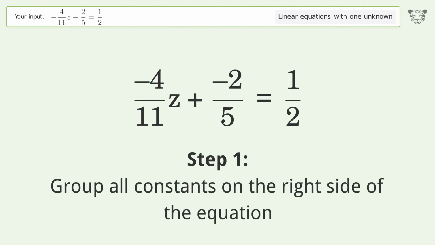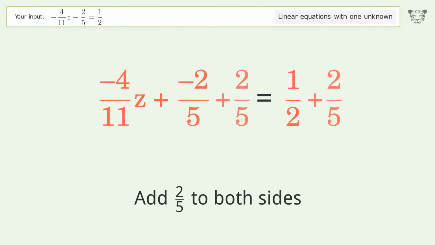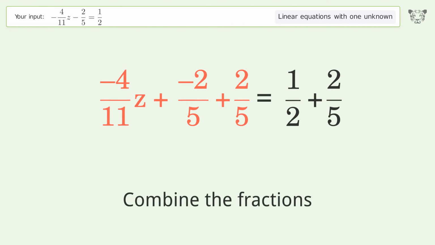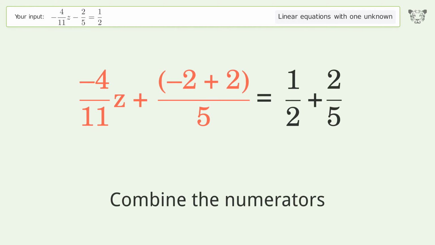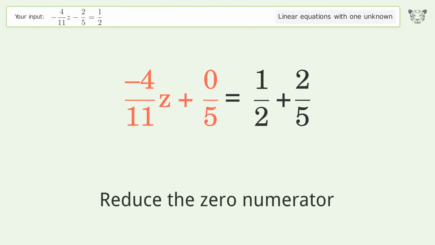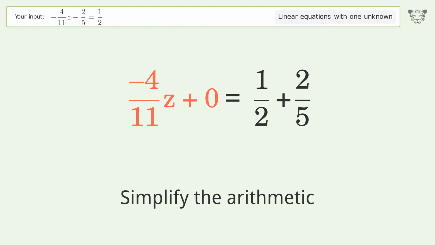Group all constants on the right side of the equation. Add 2 over 5 to both sides. Combine the fractions. Combine the numerators. Reduce the zero numerator. Simplify the arithmetic.